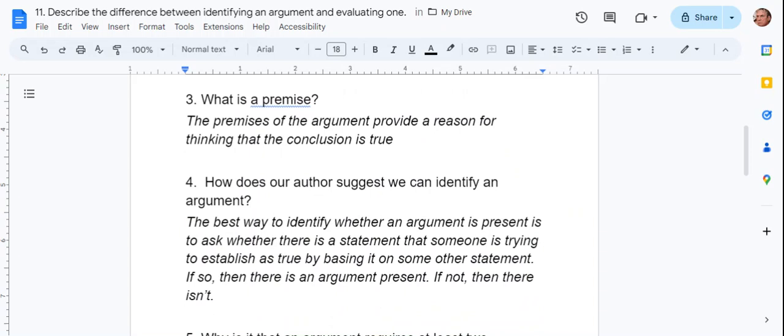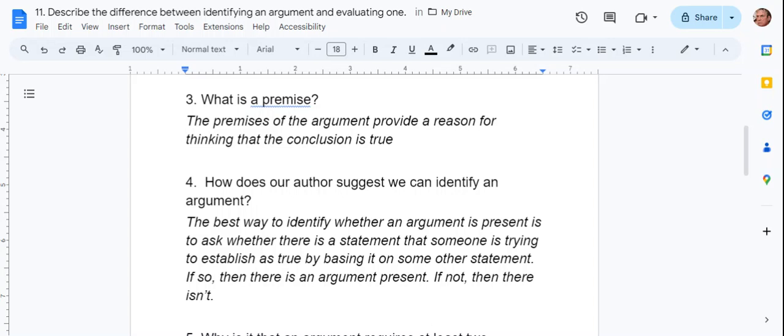Number four, how does our author suggest we can identify an argument? He says the best way to identify whether an argument is present is to ask whether there is a statement that someone is trying to establish as true by basing it on some other statement. If so, then there's an argument present. If not, then there isn't.